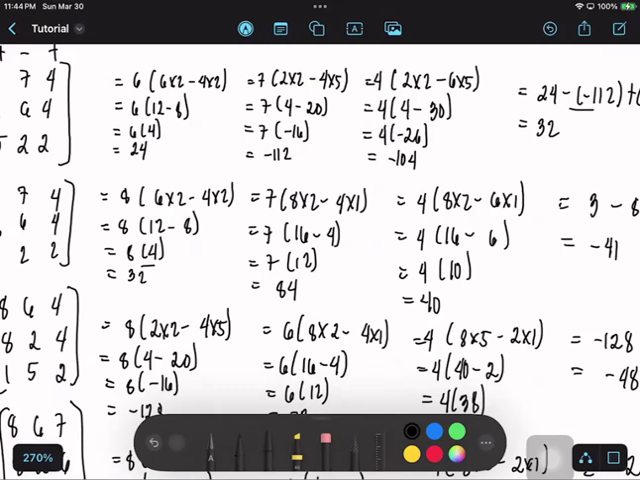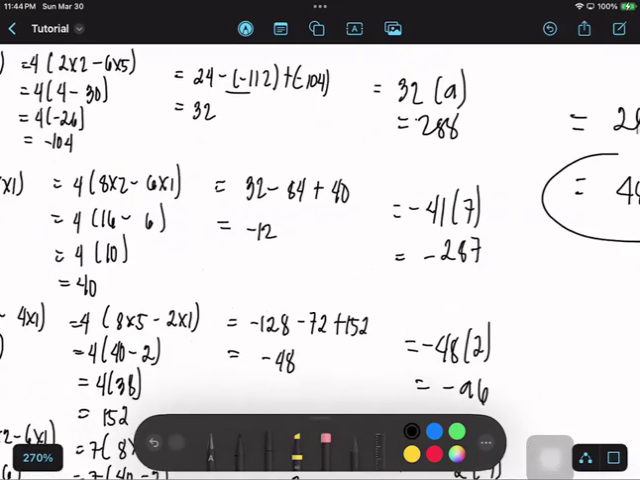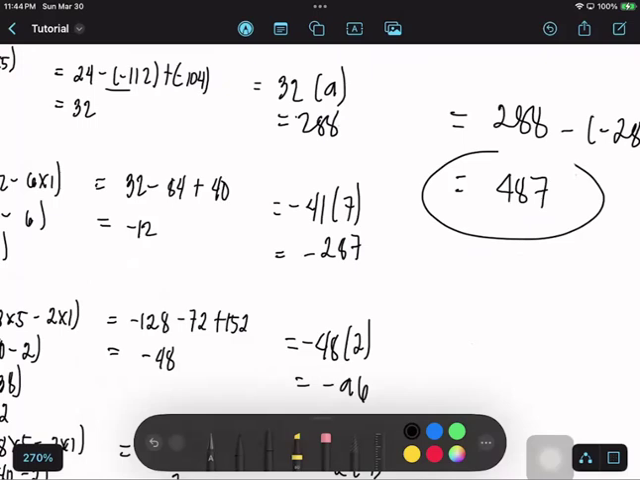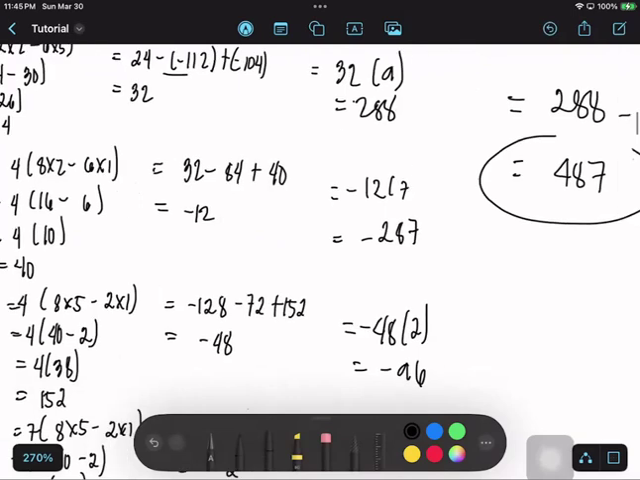So let me just rectify that. So 84, then 40. Here you will have 32 minus 84, then plus 40, it will become negative 12 supposedly. Negative 12. So for this one, it will not be like this. So basis here, negative 12 times, sorry, times 7. So negative 12 times 7 will be negative 84.